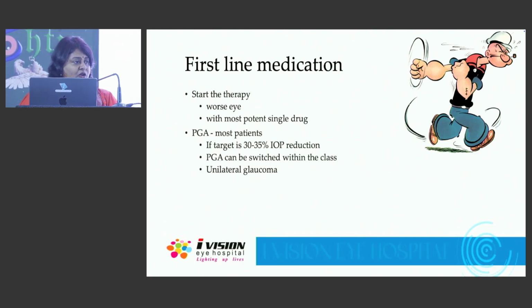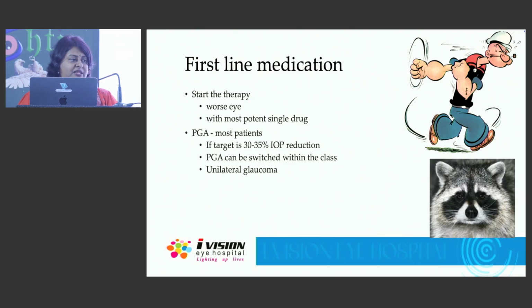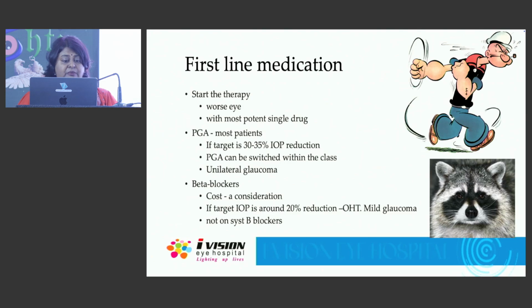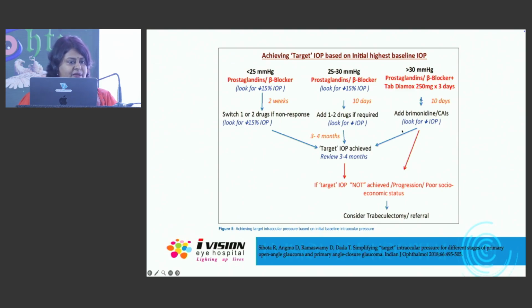In unilateral glaucoma, we don't prefer PGA because of the raccoon eyes; the pigmentation around the eye is not preferred bilaterally, more so if it is unilateral. Beta blockers are used if cost is a consideration, but if the patient is on systemic beta blockers, the effect is much lesser. This is again by Ramanjit Singhota.